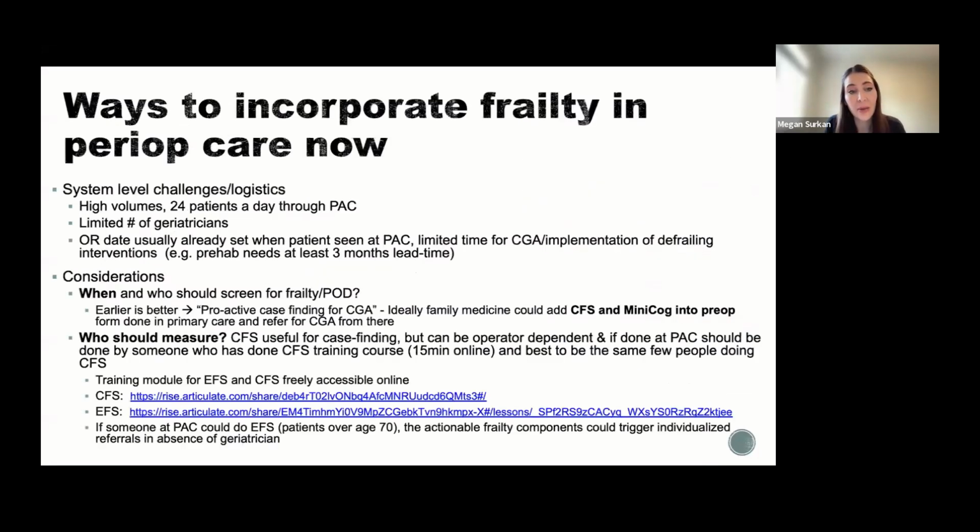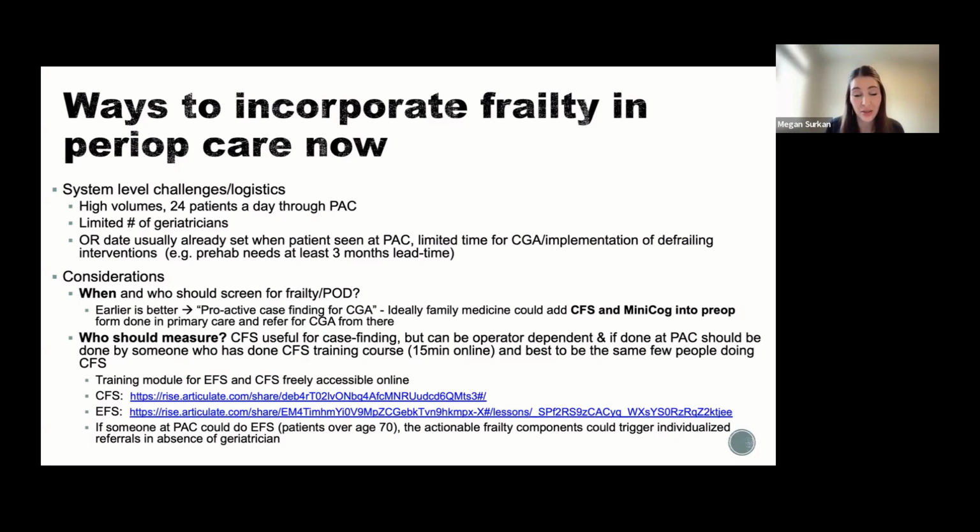So how do we do this now? There are system level challenges and logistics to this. In PAC in Saskatoon, I know there's at least a couple dozen patients going through there each day. There's a limited number of geriatricians. Oftentimes, by the time patients are seen at PAC, their OR date is already set. So we don't have a lot of time for implementation of things that may modify their level of post-op risk. And then some considerations with frailty.